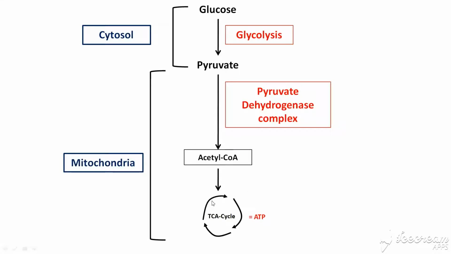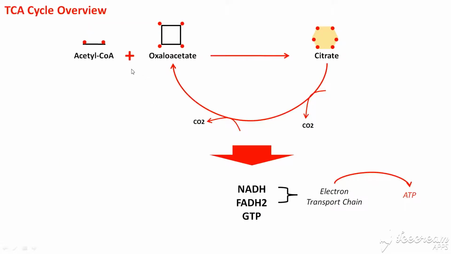So in this video, we're going to be talking about the specific reactions that happen in the TCA cycle. Now, from the process of pyruvate all the way to the end of the TCA cycle, this all happens inside of the mitochondria. Okay, so now we're just going to discuss the TCA cycle in a bit of overview just to give you the general layout of this cycle.